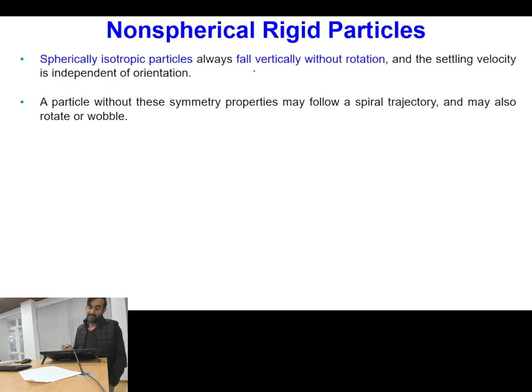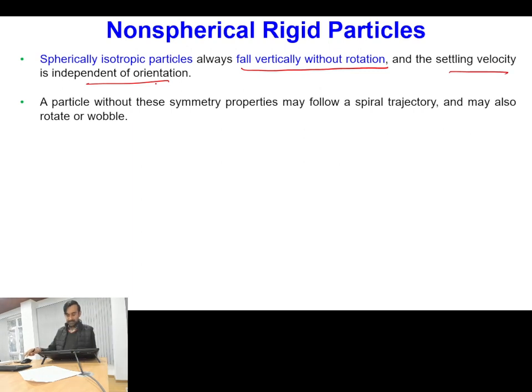Then we have spherically isotropic particles. Particles which fall vertically without any rotation and whose settling velocity is independent of their orientation are called spherically isotropic particles. If your particle does not follow any of the above assumptions, then you will have a spiral trajectory and the particle may either rotate or wobble. So it will not have a straight trajectory.